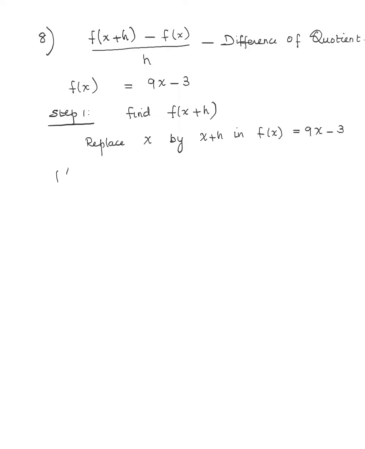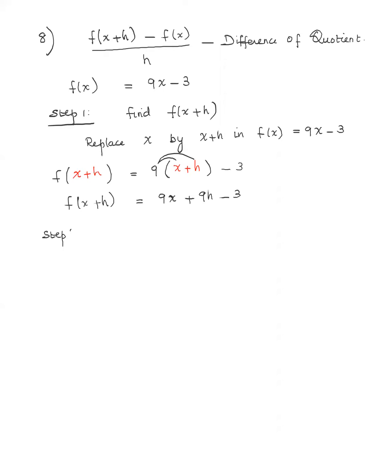I'm going to keep this one open and plug in x plus h here and x plus h here. So we get f of x plus h equals, now distribute the 9, so we get 9x plus 9h minus 3. There are no terms to group, so we don't have to worry about that.